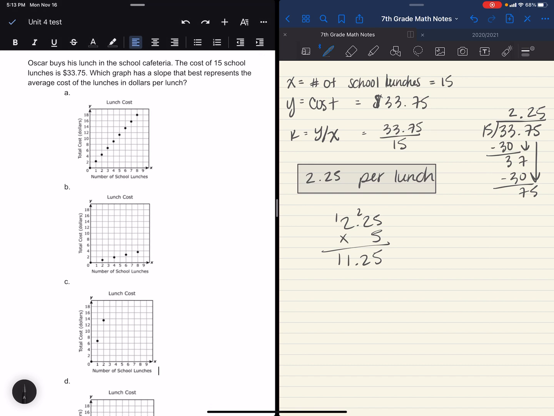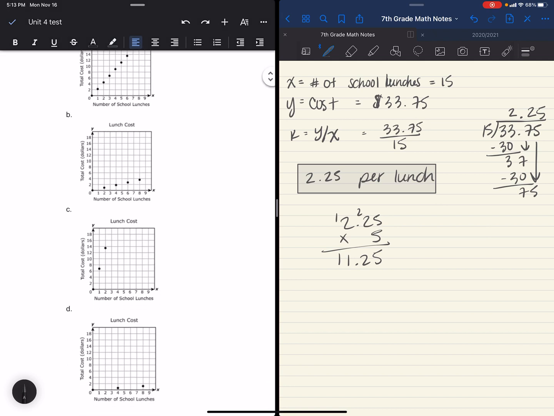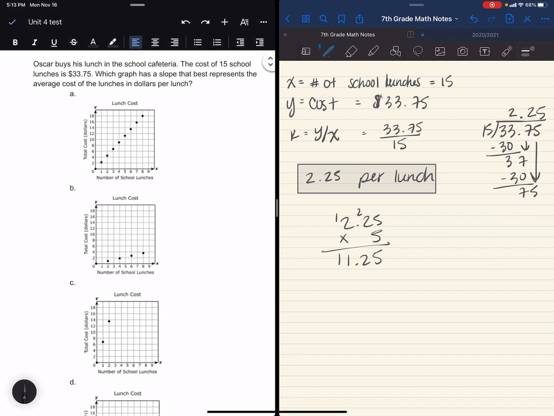the same rate for each lunch, because it literally says in the problem the cost of lunches in dollars per lunch. So I know that they're each going to cost, on average, the same amount, which means it should be a straight line. C is not that, and D is not looking like that either.